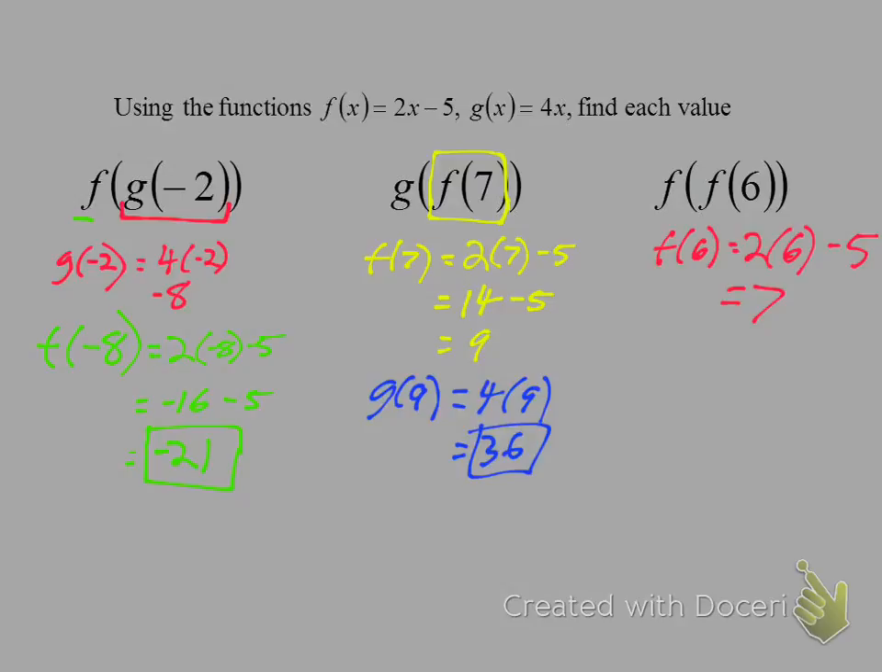Now you're going to take 7 and do what with it? Plug it back into f again. Okay, so f of 7 now equals 2 times 7 minus 5. 2 times 7 is 14. 14 minus 5? 9. Okay?